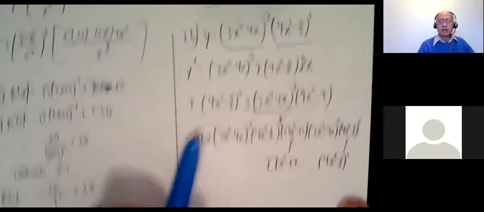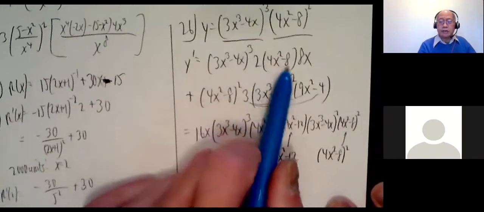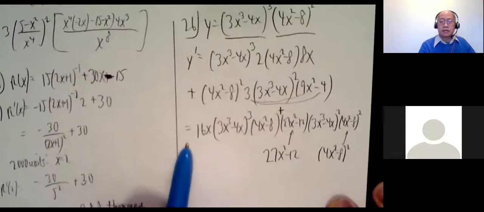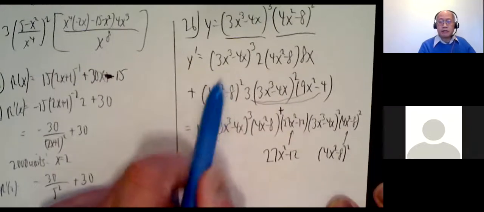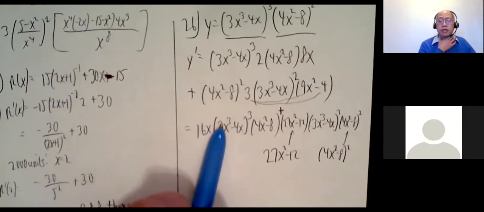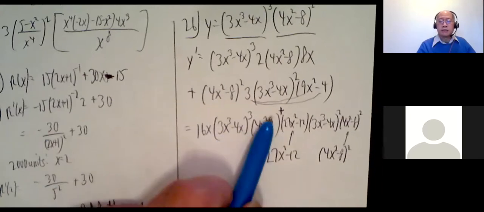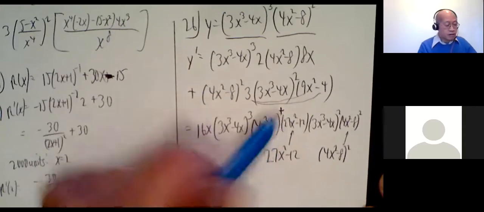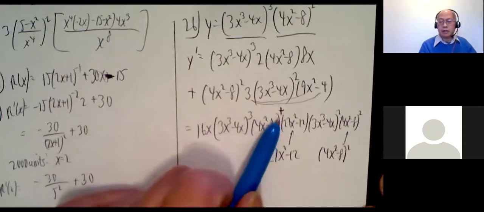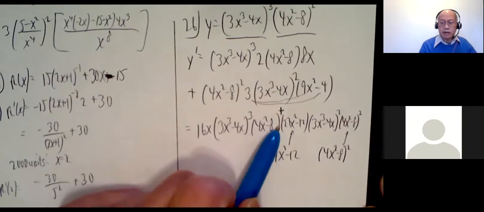All right, then a little bit of touch up. Let's see, what did I do? I did 2 times 8, which is 16x. And then just copy the rest of the stuff. 3x cubed minus 4x, quantity cubed, 4x squared minus 8, plus, that's a plus there. There's supposed to be a plus here. When I did it, I forgot to put the plus, sorry. There's a plus right in here.